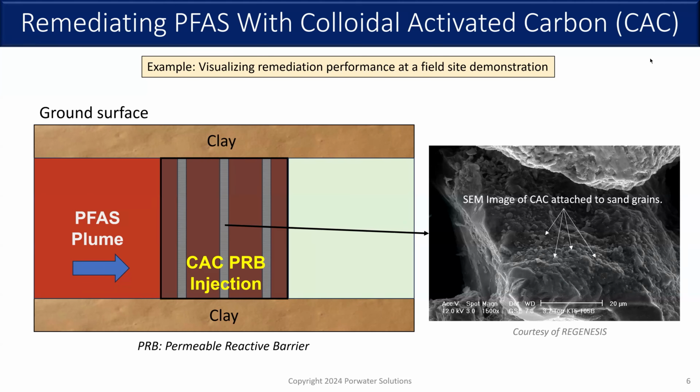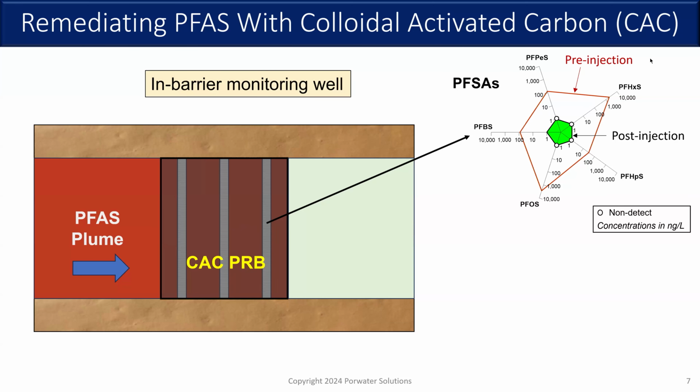PFAS absorb really strongly to activated carbon. So the PFAS will absorb, essentially get filtered out of the groundwater, and we'll have clean groundwater leaving the down-gradient end of the barrier. So just to show you an example of what that looks like, there's a field site I'm working on with a few other folks.